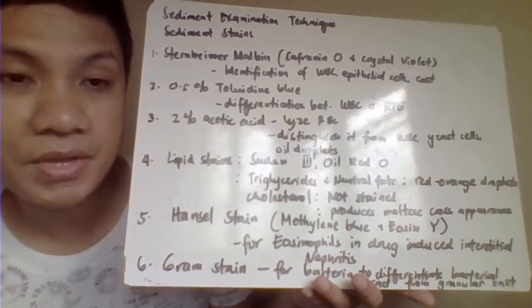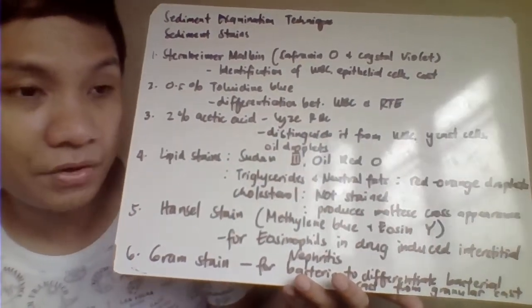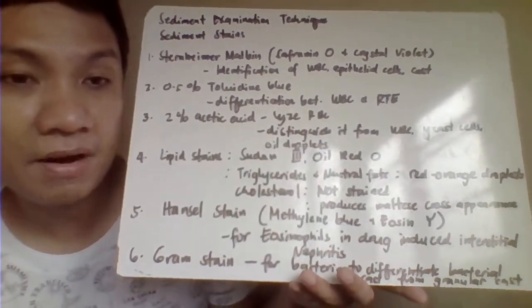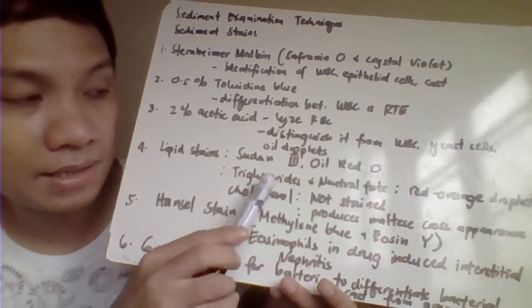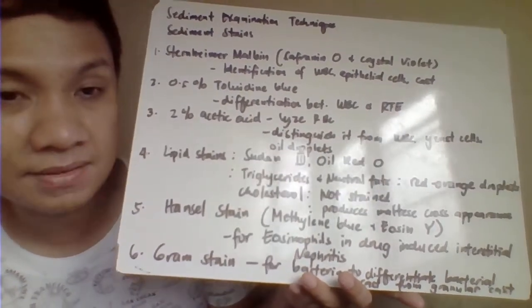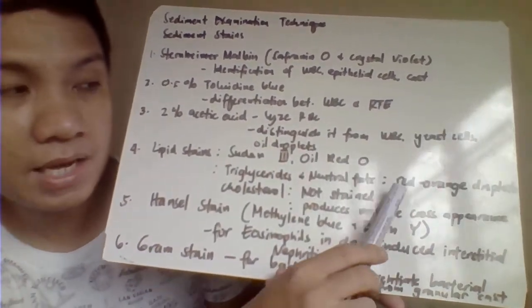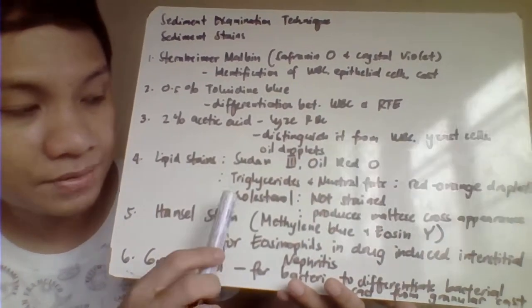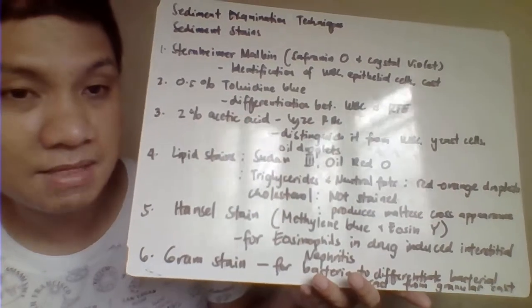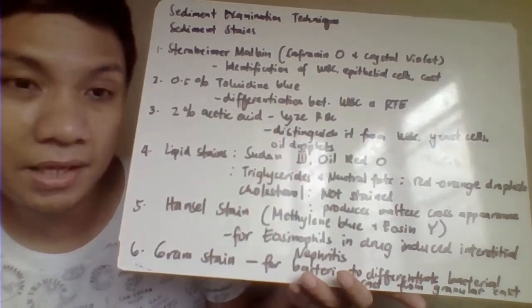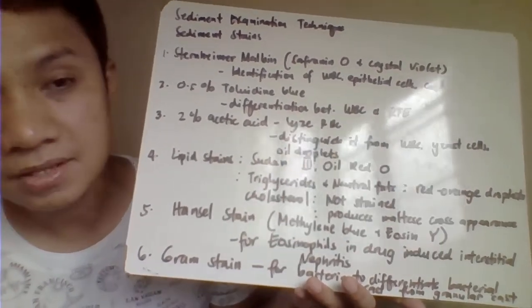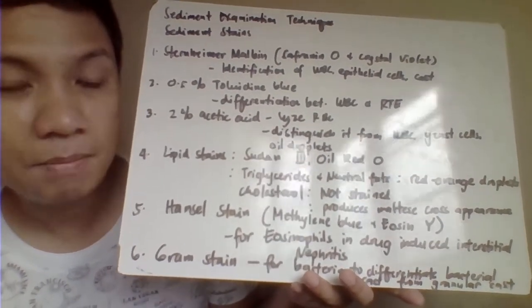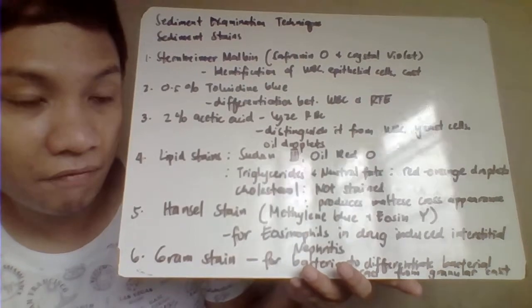Another one, we have also your lipid stain in the form of your Sudan III and oil red O for identification of your lipids. Your triglycerides and your neutral fats are stained, producing red-orange droplets. But in the case of your cholesterol, cholesterol will not be stained by your oil red O and Sudan III, but your cholesterol is capable of polarization. It's capable of Maltese cross formation.